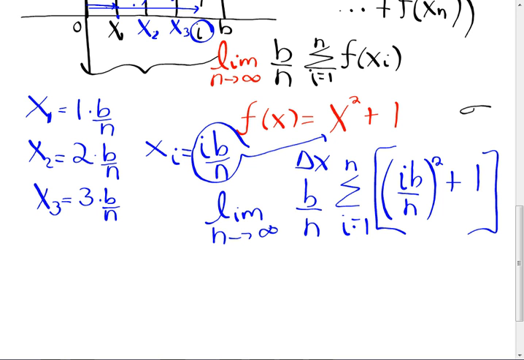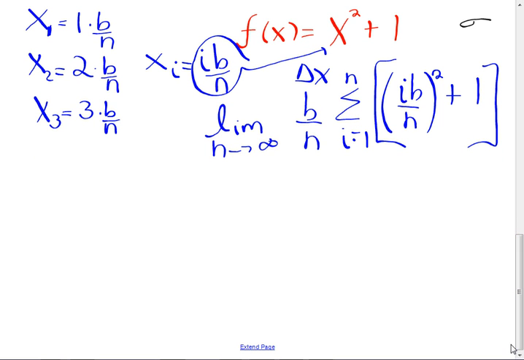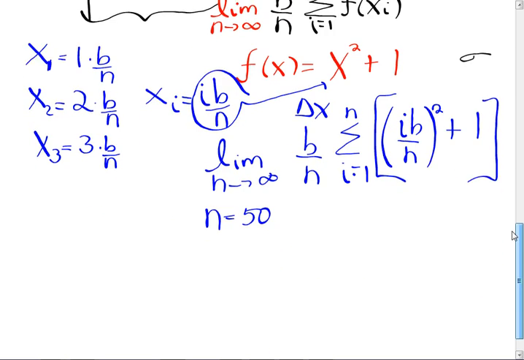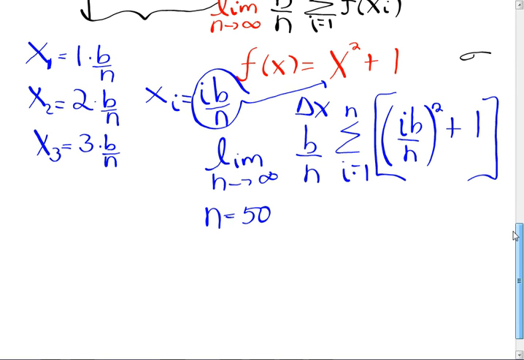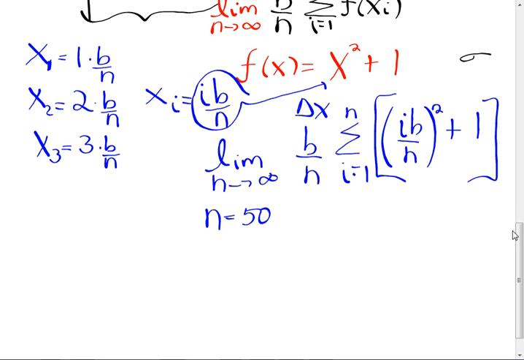What if they told you n was 50? What would that look like? Now, what does that mean? If I tell you there's 50 divisions there, how many rectangles do we have? Because it was x squared. I'm sorry, what? You get 50. 50 rectangles. So 50 just tells me I didn't go to infinity.